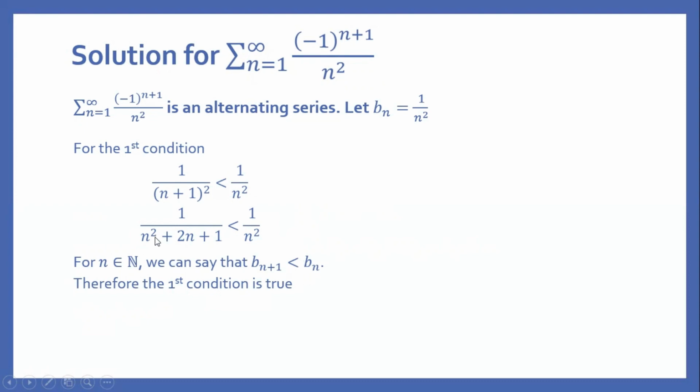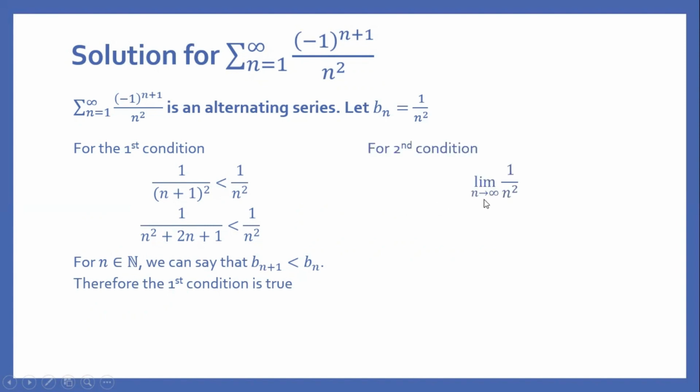Dahil kung mapapansin natin, kapag sinubstitute natin yung mga numbers na yan, then kapag in-evaluate natin, mas mababa yung nandito sa term na n plus 1 kaysa doon sa n term. So therefore, the first condition is true or satisfied. So dahil satisfy yan, tingnan natin yung second condition.